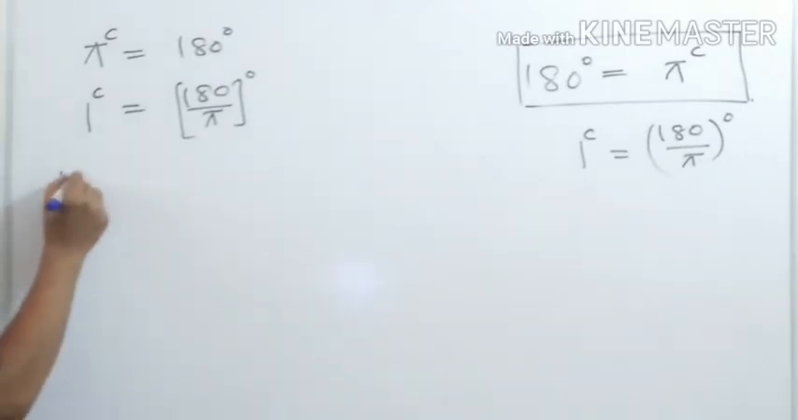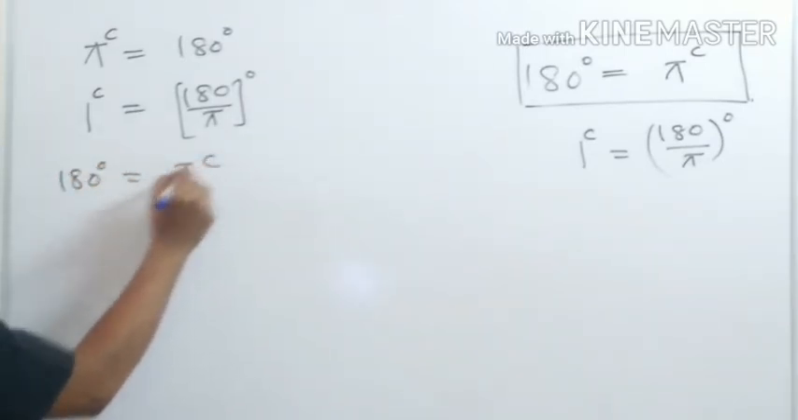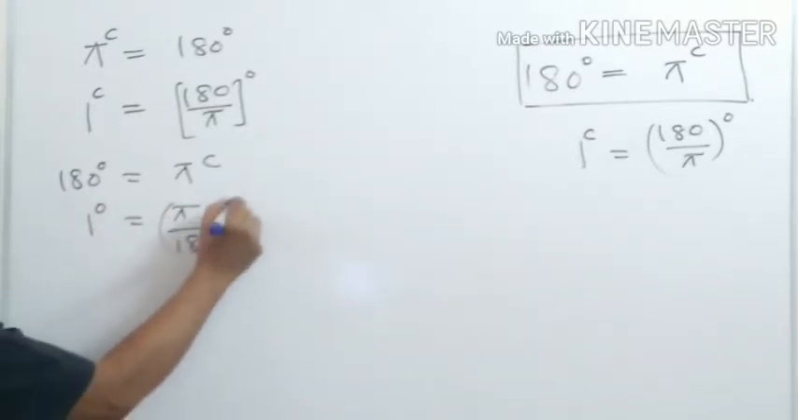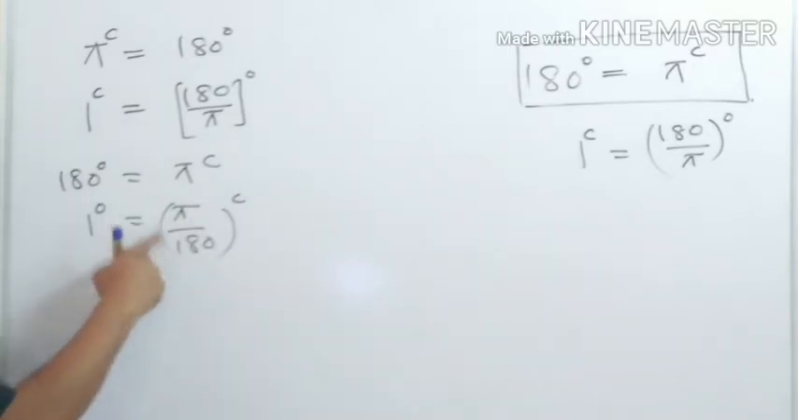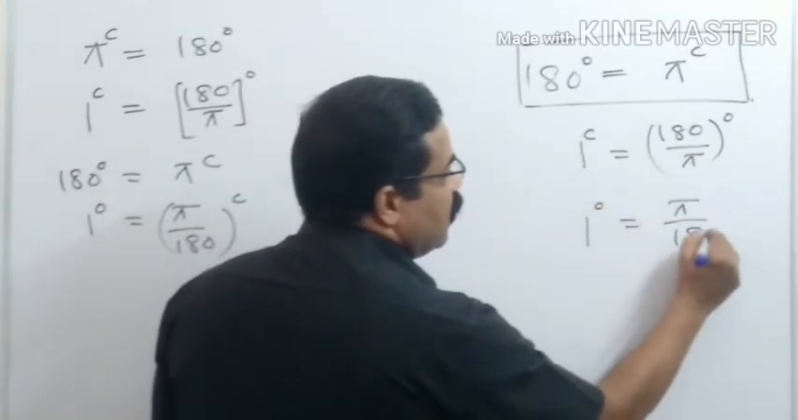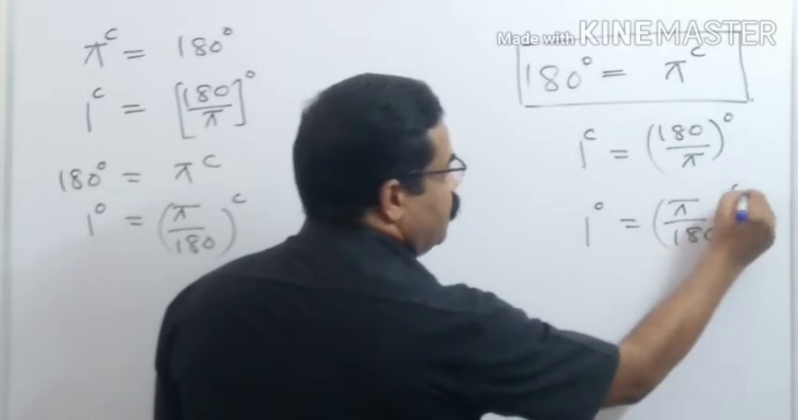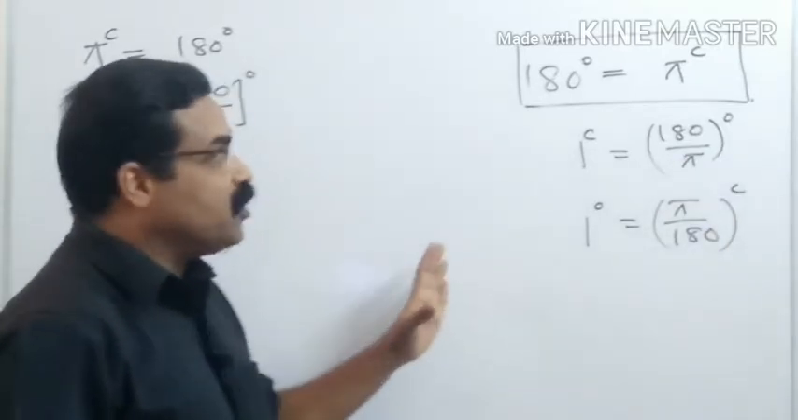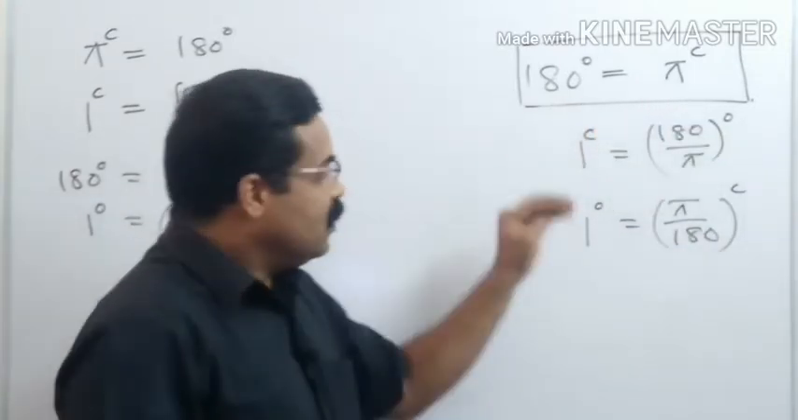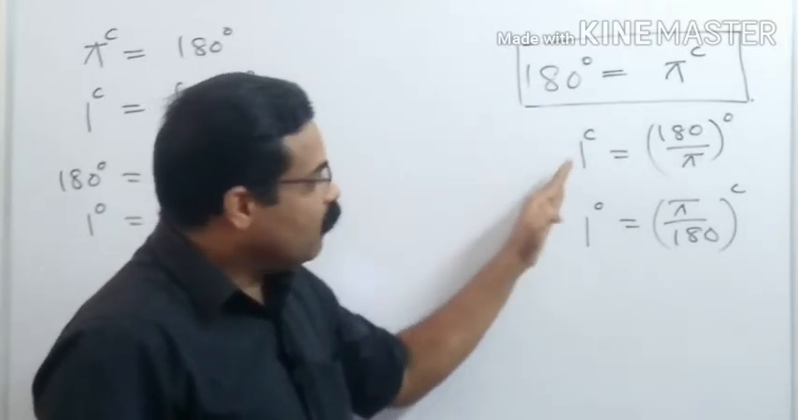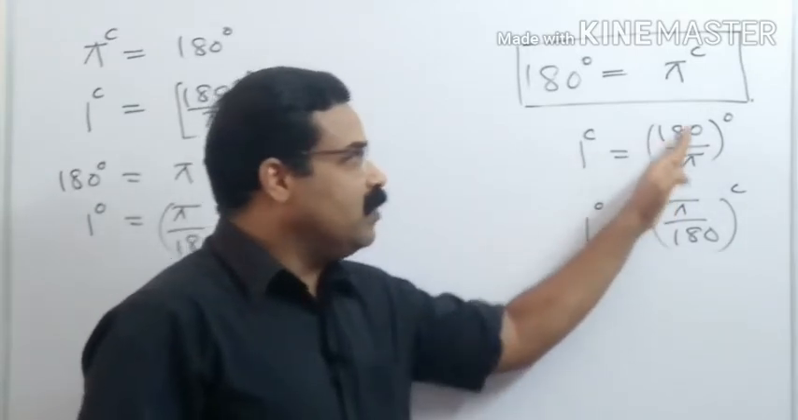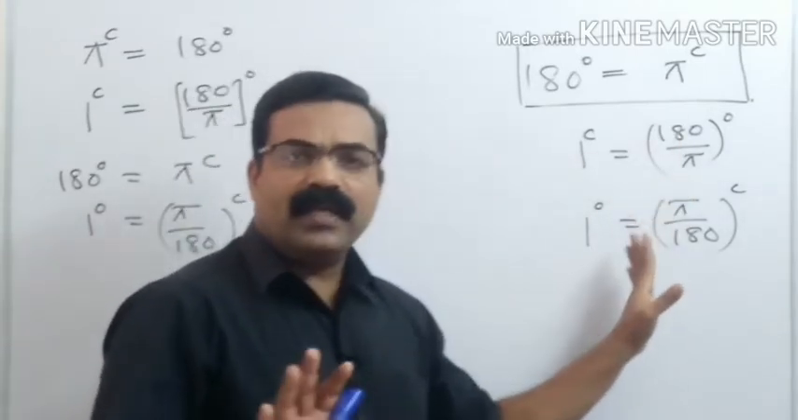Similarly, we know 180 degrees is equal to pi radians. So that means 1 degree is equal to pi by 180 radians. So we got that also: 1 degree is equal to pi by 180 radians. So we have very important information. 180 degrees is equal to pi radians. From that we have derived 1 radian is equal to 180 by pi degrees, and 1 degree is equal to pi by 180 radians.